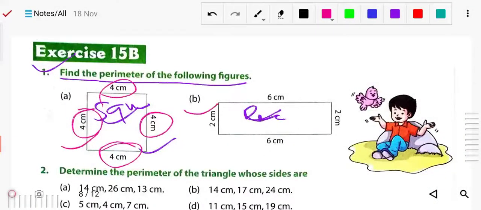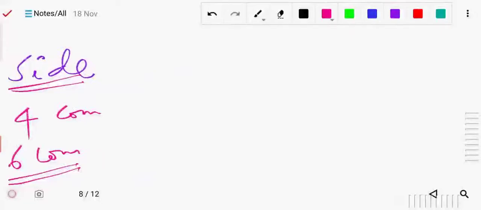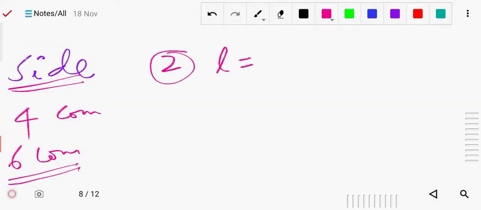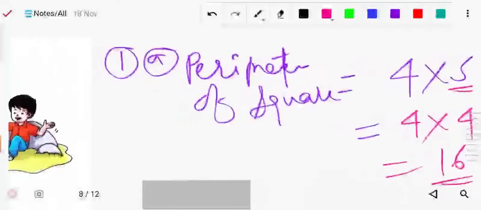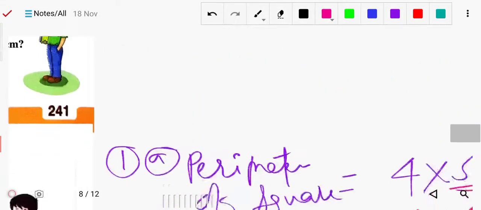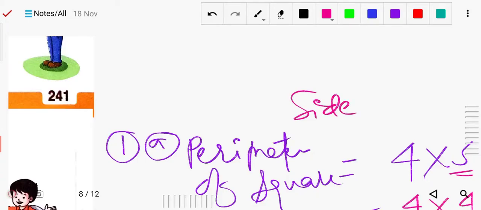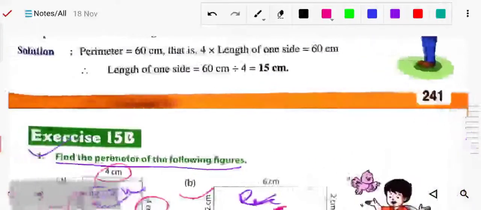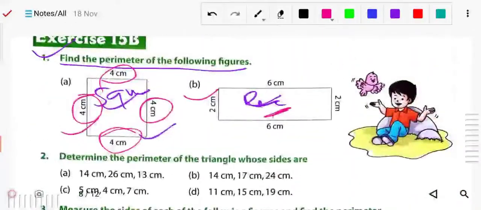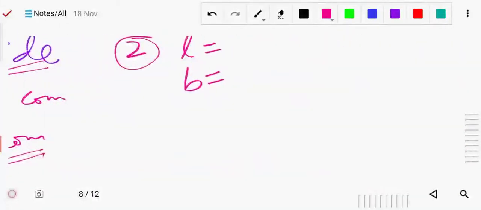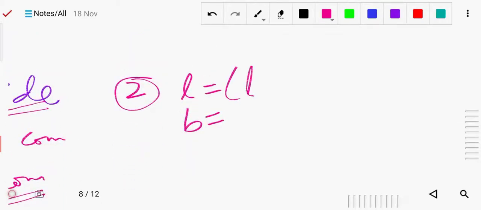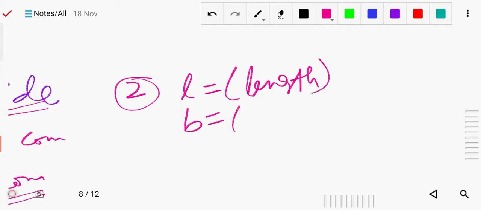Now question number b, which type of shape is this? It is a rectangle, so we will find the perimeter of the rectangle. Here l and b are given. First you write the given part, as in question a, where the side is given, so you write side equals 4 centimeter. Now in question number 2, the length is 6 centimeter and the breadth is 2 centimeter. L is actually length and b is actually breadth.